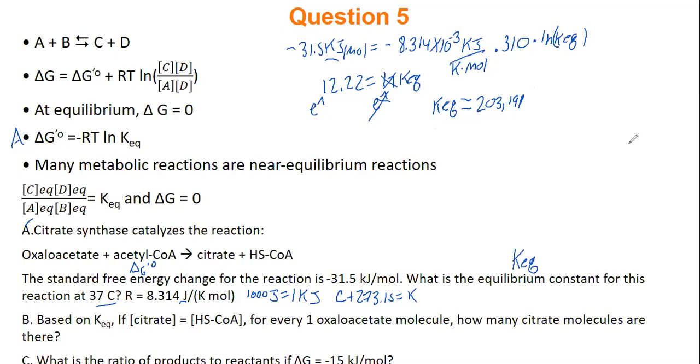One thing I want you to be aware of with KEQ is what the numbers mean again. If KEQ is greater than 1, that means products are favored. You're going to have more products than reactants at the end of the reaction, or at equilibrium. If KEQ is less than 1, reactants are favored. If it equals 1, then the concentrations of products and reactants will be the same. All right, so that's A. Any questions about the math there?